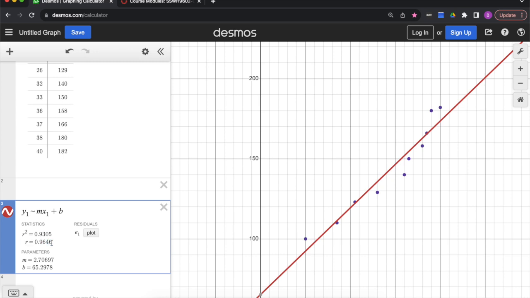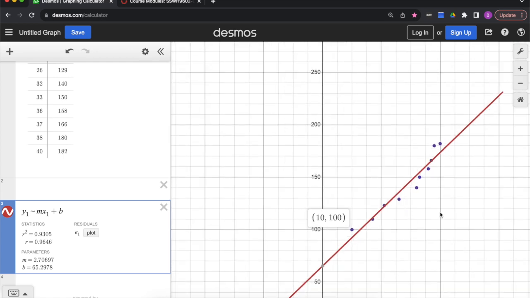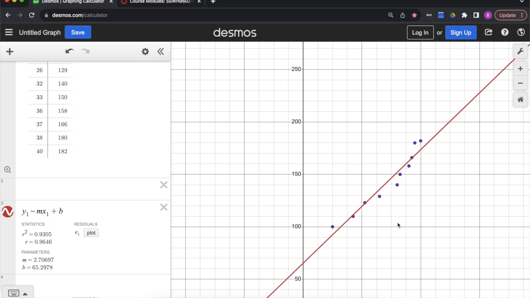0.9646. And again, 1.0 would be the highest possible, a perfect positive correlation. So 0.9646 is going to be a high positive correlation. Again, think about it as like a 96% correlation. And your eyes help tell the story too. You can tell that these points are very close to the line for the most part. So you know this is a high positive correlation based on that coefficient.